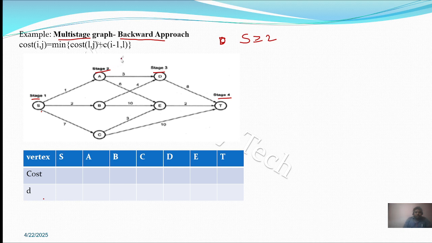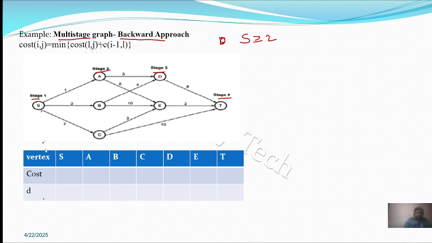In the backward approach you have to fill the table in the forward direction from source vertex S to T. Here also you can take the sequence of decisions on how to reach S to T. So S to A, and A to D or A to E, you can take the decision here. Also S to B, either B to D or B to E. And also S to C, then C to E or C to T directly, and E to T and D to T. So it is the backward approach, but the table is filled in the forward direction.